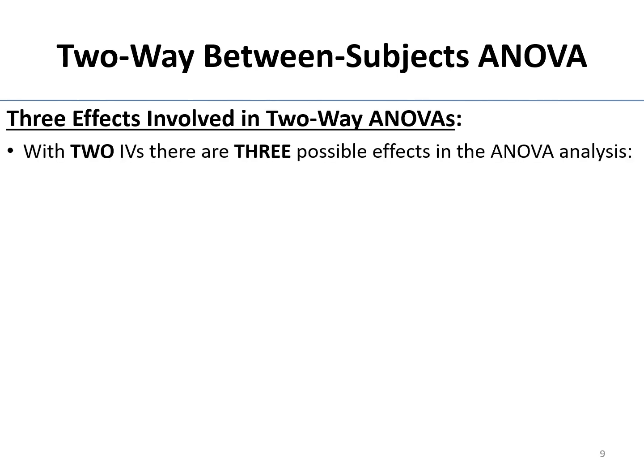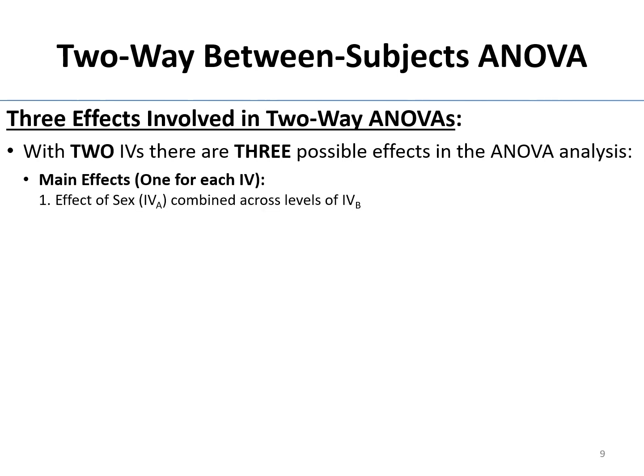All right, so there are 3 different effects that are involved in a two-way ANOVA. With 2 independent variables, there are 3 possible effects in the ANOVA analysis. There is what we call main effects, or effects that are based only on one independent variable. So there's one main effect for each independent variable in the study. So in this case, there's an effect of sex, or a main effect of sex. That is, is there an effect of sex regardless of the other independent variable? So it's combined across levels of the other independent variable.